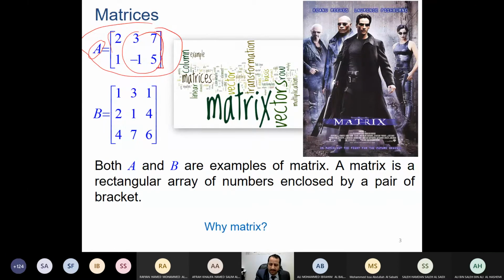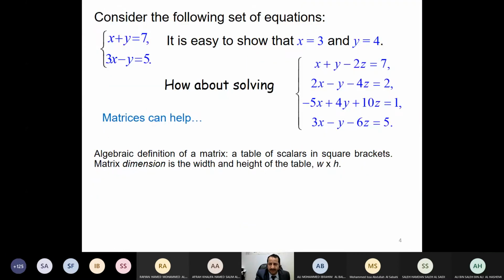But where did it come from? The idea is that we learn in foundation, in secondary school, and even in level 1, how to solve simultaneous equations. Two equations similar to these: x plus y equals 7, 3x minus y equals 5. We call it a simultaneous equation. Two equations with 2 variables, we solve them either by elimination or by substitution. It's a very easy task for us.